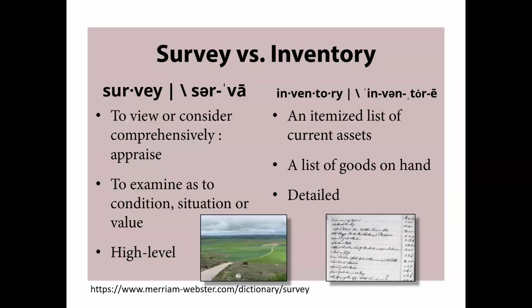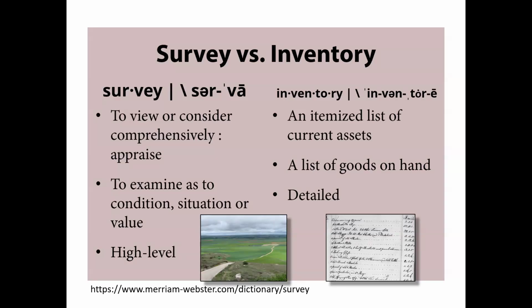Okay, so there are two levels now of how you take stock of what you have in the collection. One level is to do the survey. So thinking about a more high level view and assessment of the collection. Think of it like you're standing on a hill, looking out over the landscape, trying to assess the overall condition, situation, or value. And then you have to create what's known as the inventory. So what is the itemized list of things that actually are part of that collection?